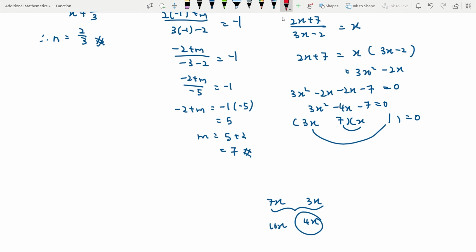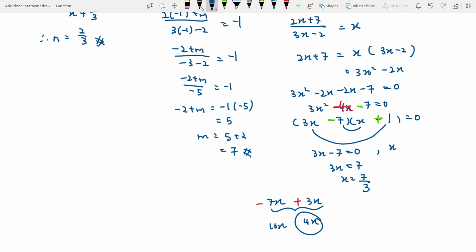In order to get a -4x, we have to put a -7x plus 3x. 7x is here, so -7x plus 3x. And we also need to check negative and positive, we'll get a negative over here. Then we continue. 3x minus 7 equals to 0. 3x equals to 7. X equals to 7 over 3.